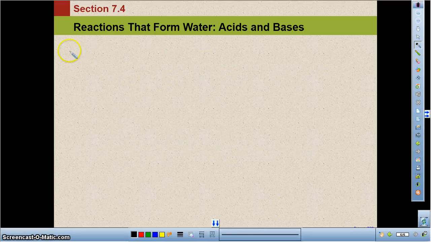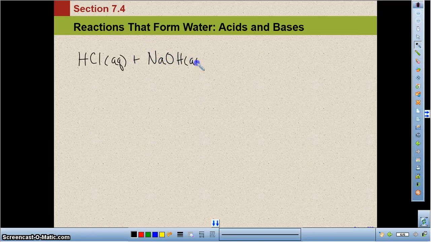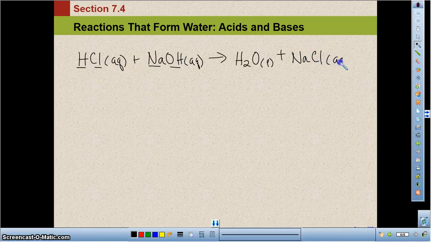Okay, let's start with writing out a general reaction for an acid and a base. We're going to take hydrochloric acid, which is aqueous, and we're going to add sodium hydroxide to it, which is also aqueous. And when we do the double displacement switch, we're going to put hydrogen with the hydroxide, making liquid water, so it's H2O liquid, plus our sodium ion and our chloride ion. And we know that those are going to be aqueous because of our solubility rules.